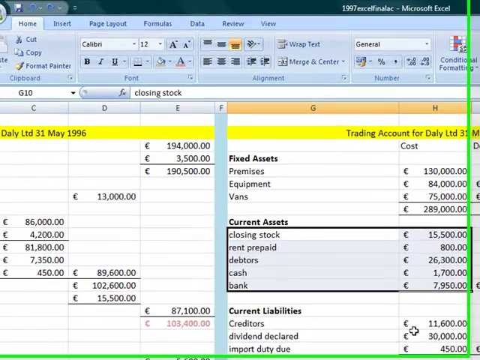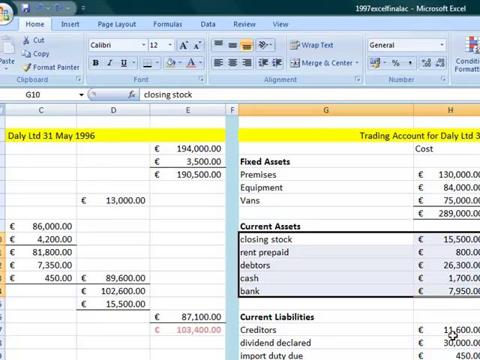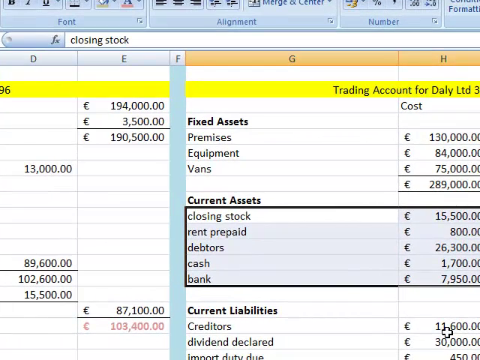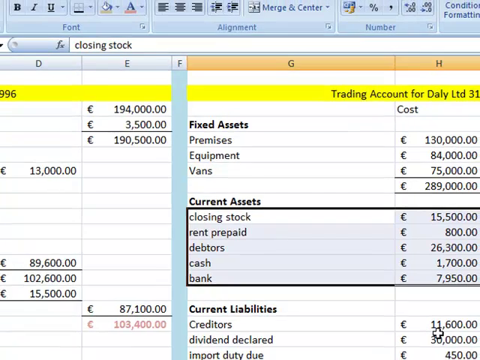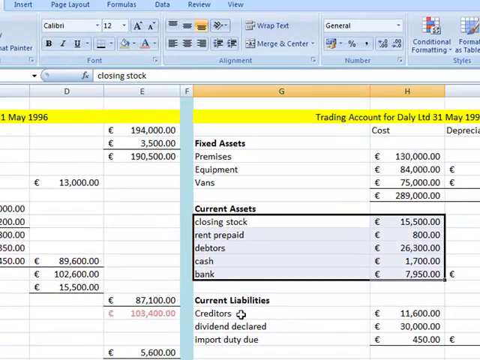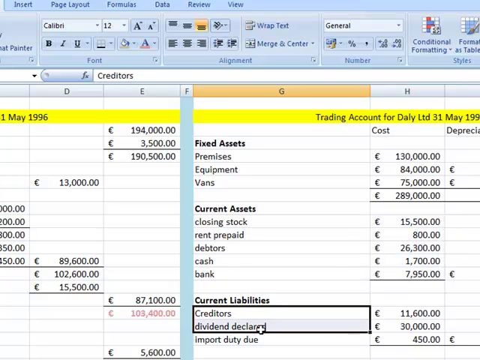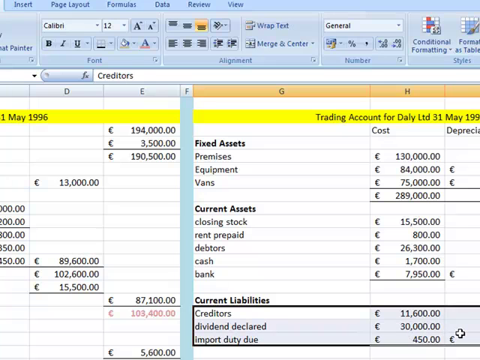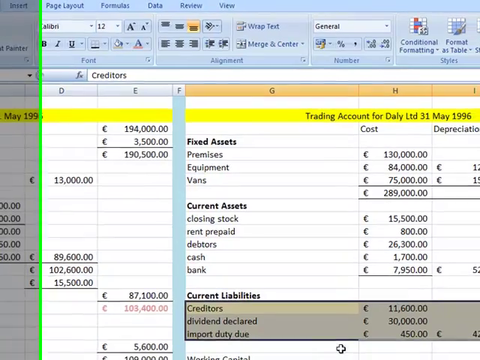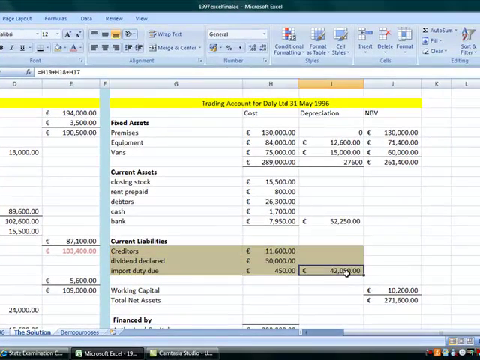Current liabilities, these are short-term amounts of money that have got to be paid back to people and businesses outside the business. Okay, so typically we got people, things like this here. Again, let's just show them all in brown. So the creditors, the dividend declared, they're all added together, they got 42,450.